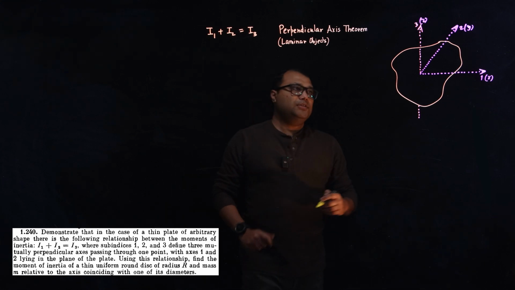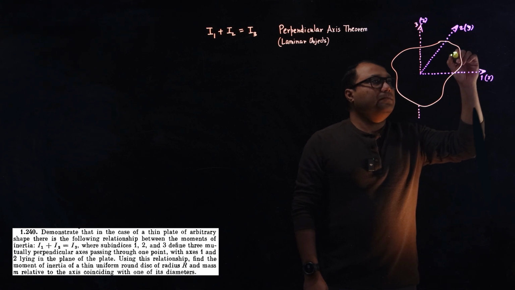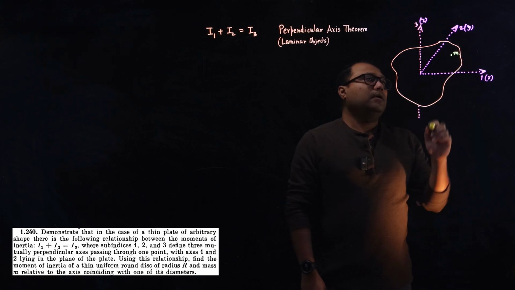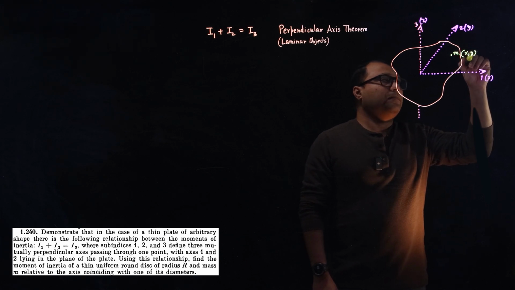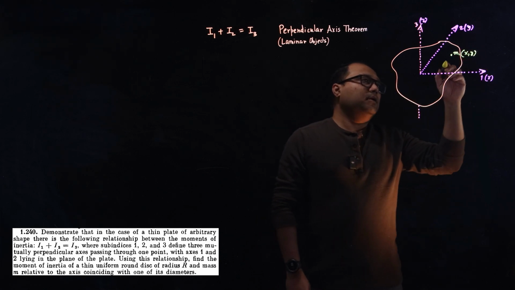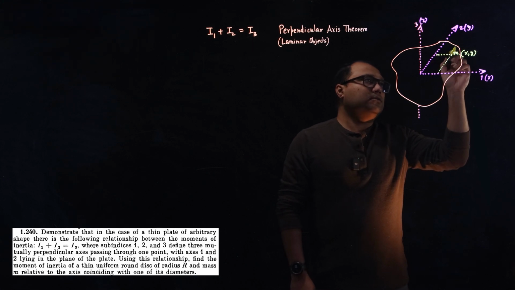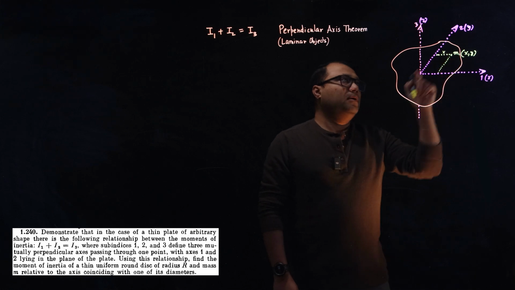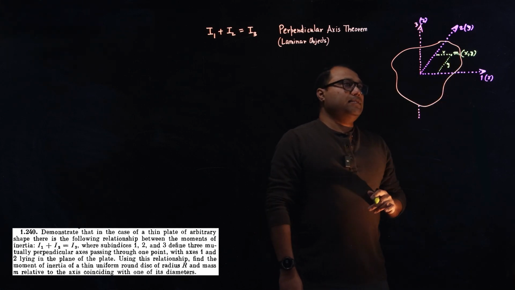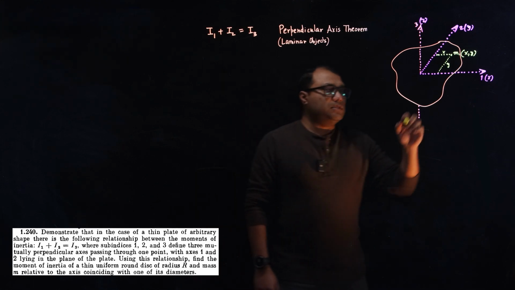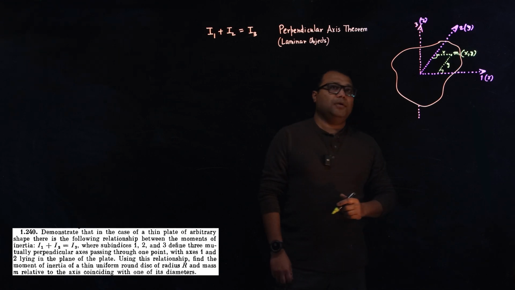So for this, let's assume that there is a small mass m1, and m1 is at coordinate x, y. So it means this is x distance from the y-axis, and it is y distance from the x-axis. So obviously this is a perpendicular, this is a perpendicular.